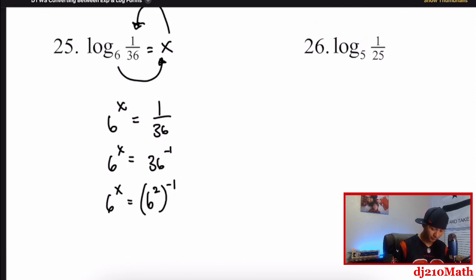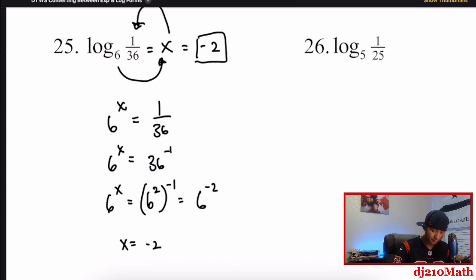So this means, right, when you have a power raised to a power, you multiply, giving -2. So now that we have the same base that match, and only one exponent, we can equate, set the exponents equal to each other. So this is going to equal -2. And that makes sense, mainly because 6 to the -2 power would be 1/36. That's exactly what we've got.